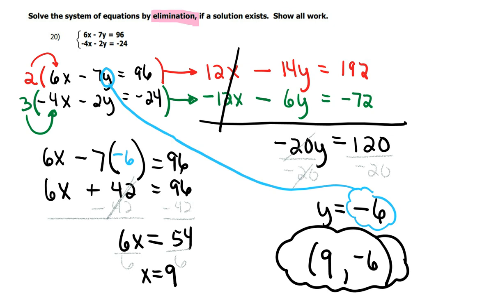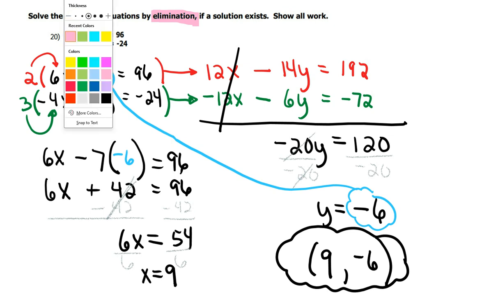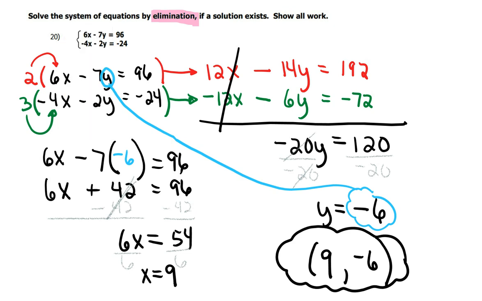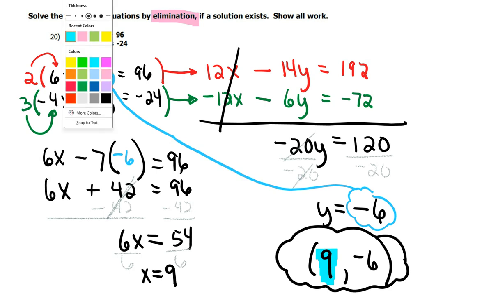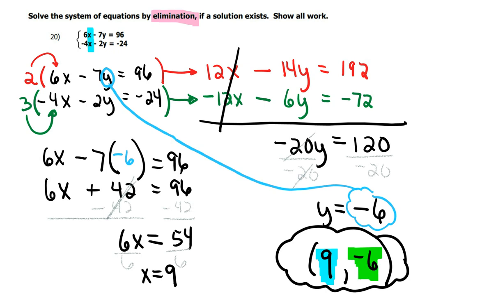If you do want to check your answer, you would have to put your x coordinate of 9 here and also here, and then your y coordinate of negative 6 here and here, and check it in both equations. Remember, you're intersecting two lines. There's only one point where they intersect. So that point has to check in both equations.